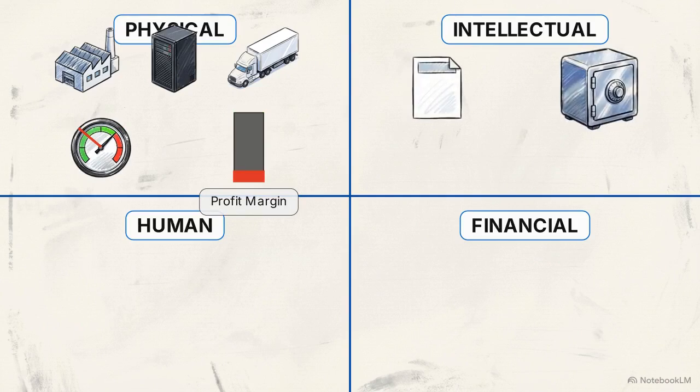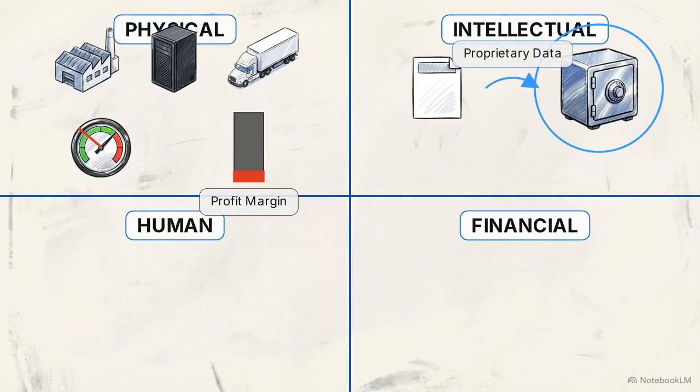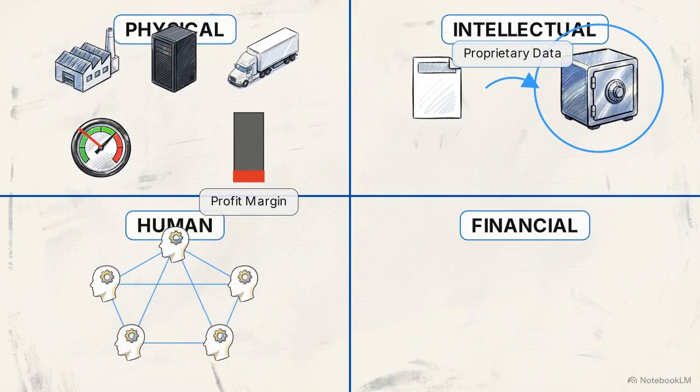The intellectual quadrant consists of intangible assets: patents, brand equity, and standard operating procedures. Proprietary data, such as a 10-year history of customer purchasing behavior, serves as a defensible economic moat because it cannot be easily replicated by a new entrant.